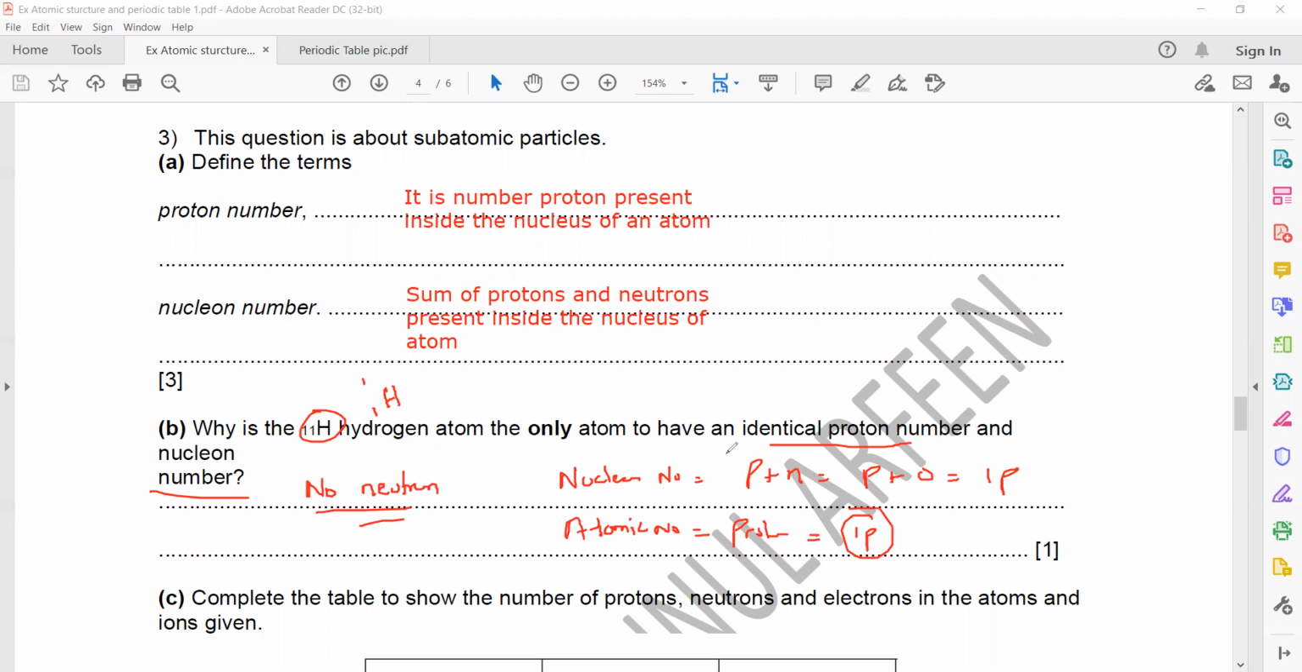So why is the element hydrogen having the same nucleon number and proton number? Because this atom of hydrogen does not have any neutron. That's why it's having the same nucleon number as well as proton number.